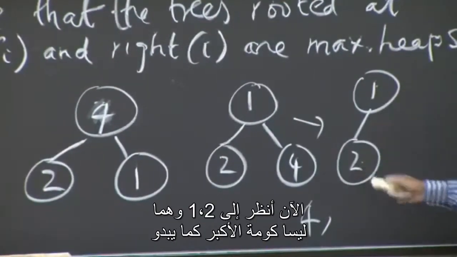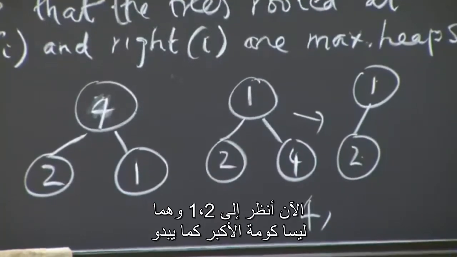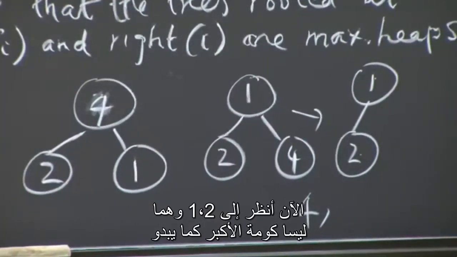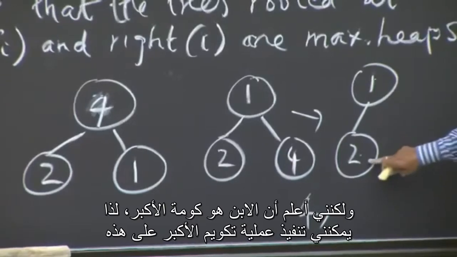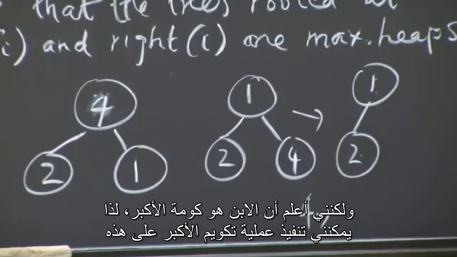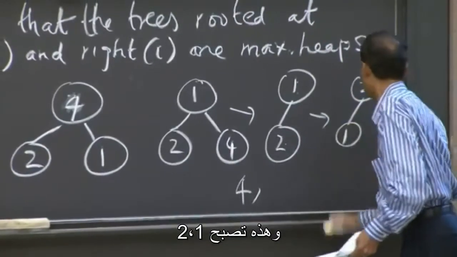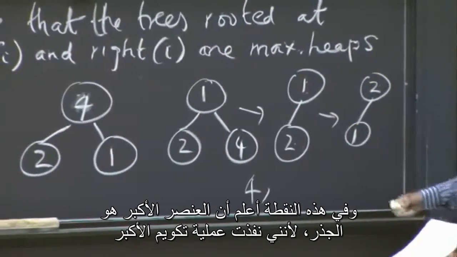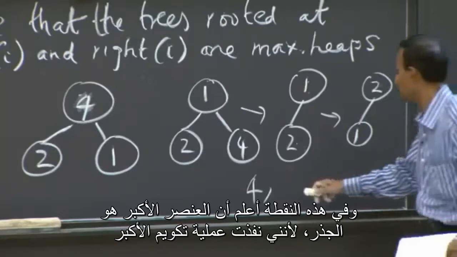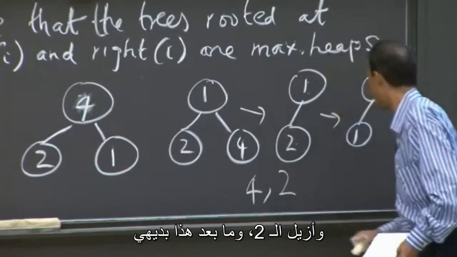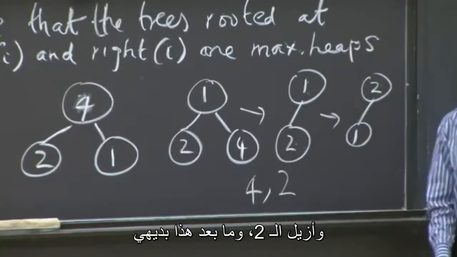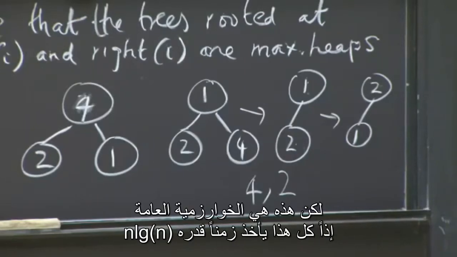Now I look at 1 and 2, and this is obviously not a max heap, but I know that the child is a max heap, so I can run max heapify on this. And what this turns into is 2 and 1. Okay? And at this point, I know that the max is the root, because I've run max heapify, and I take 2 out. And at this point, after this, it becomes trivial. But that's the general algorithm.